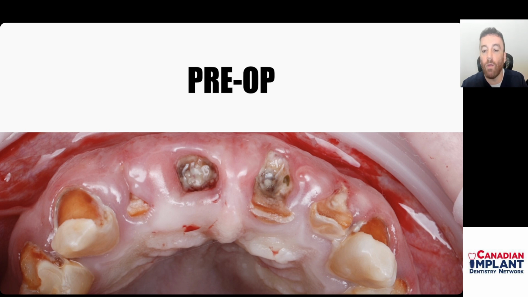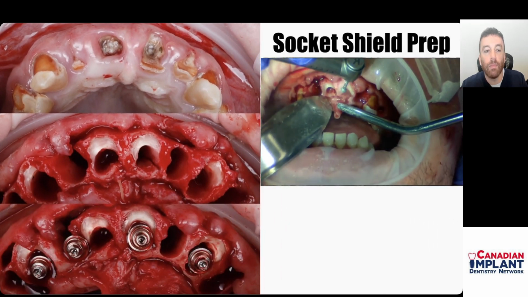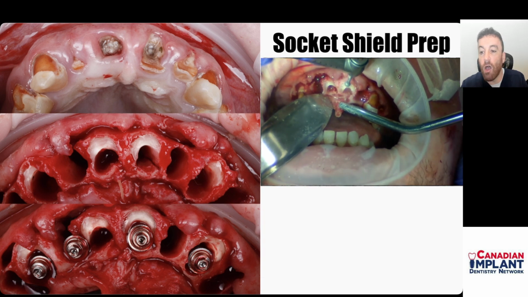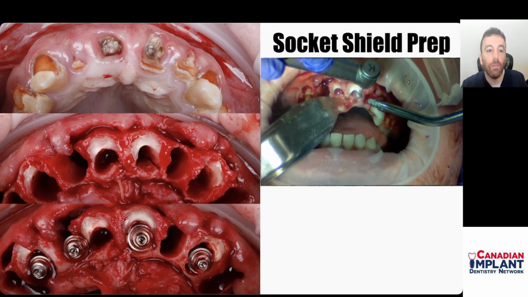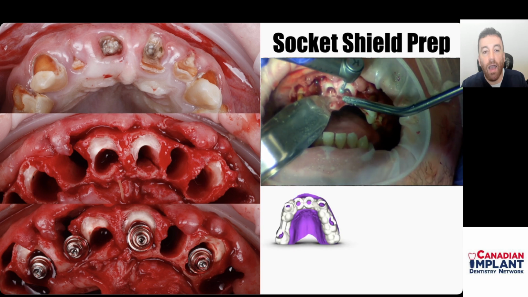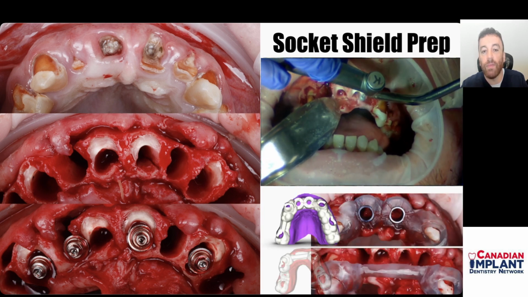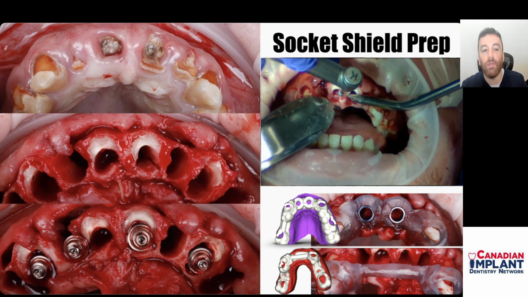So here's Mark with his pre-op position. We go ahead and perform socket shield therapy to the planned crown lengthening positioning. Here's a socket shield preparation. And we have our guides, anterior guide and posterior guides, to have our implants exactly where we have planned them.